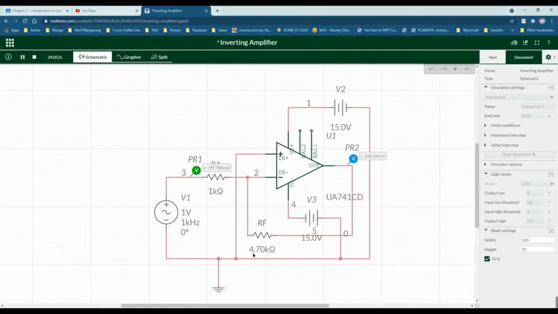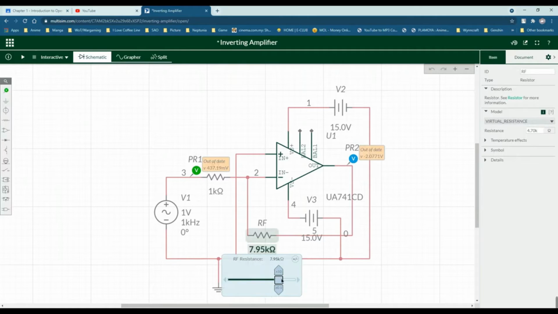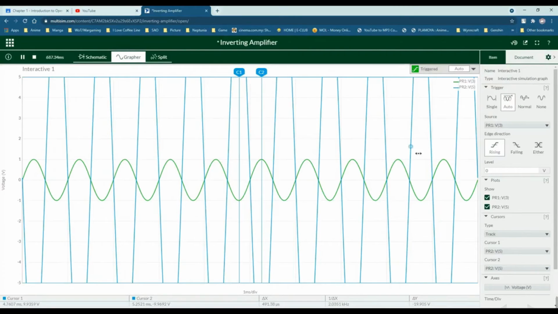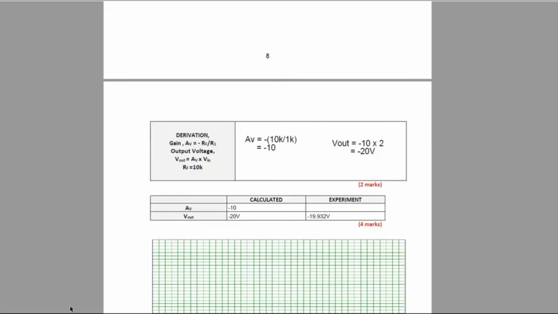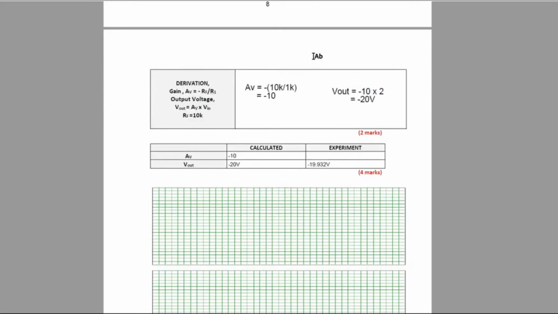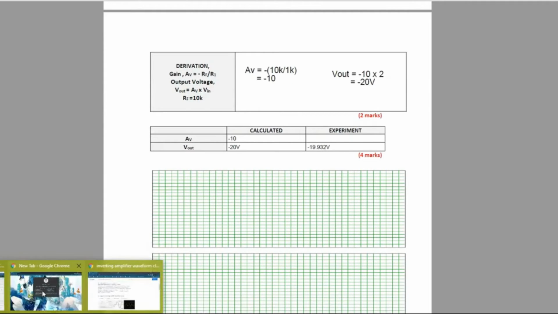Next we proceed to change the RF value. Now we change the value to 10k, then we start the simulation again. We can see that the output value has changed. The output has become negative 19, which supports the calculation. The theoretical calculation is expected to be negative 20 volts, and from the parameter we get negative 19.934. So this is the wave.